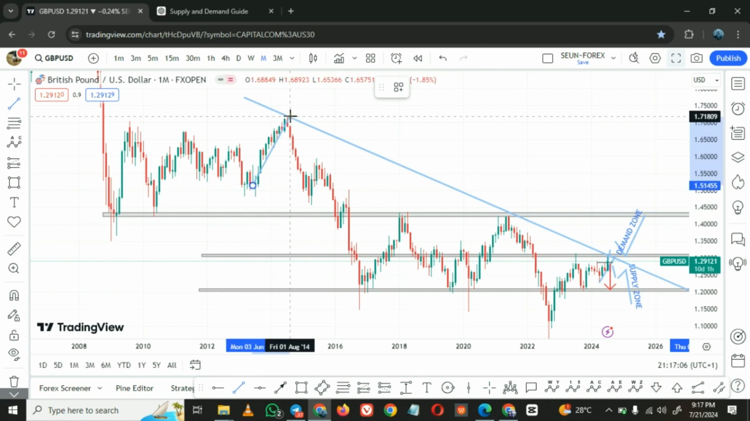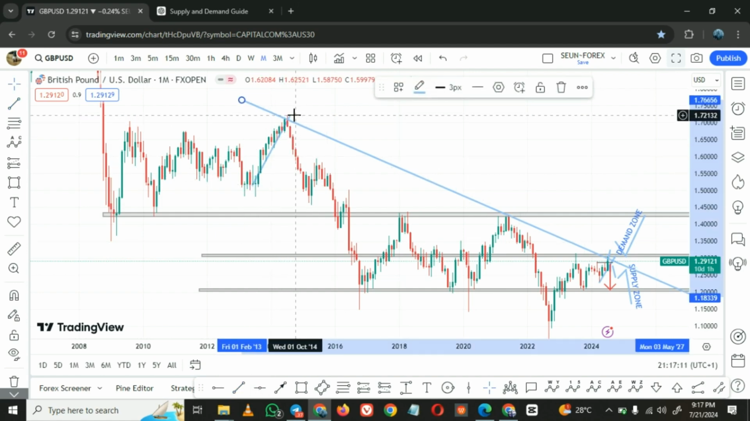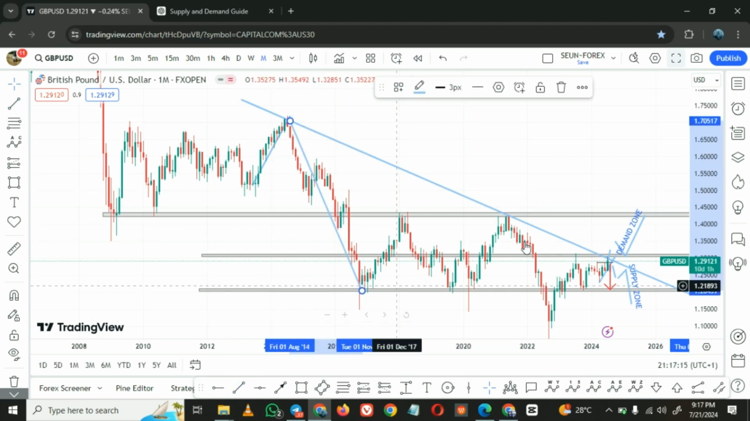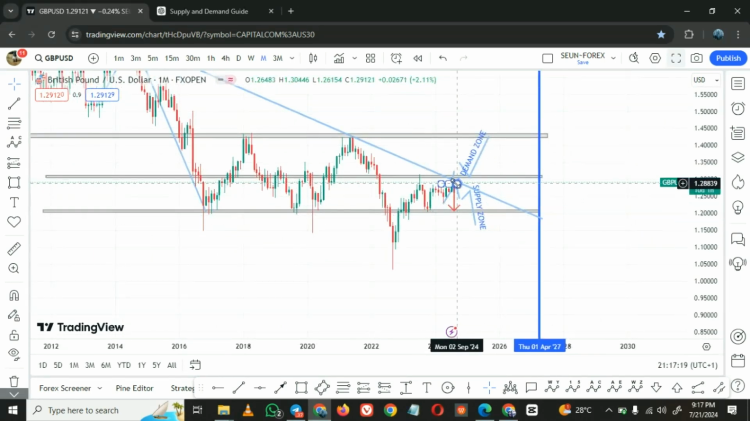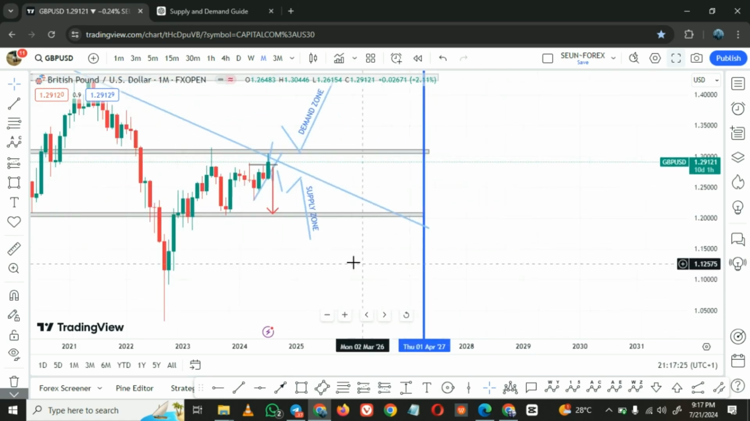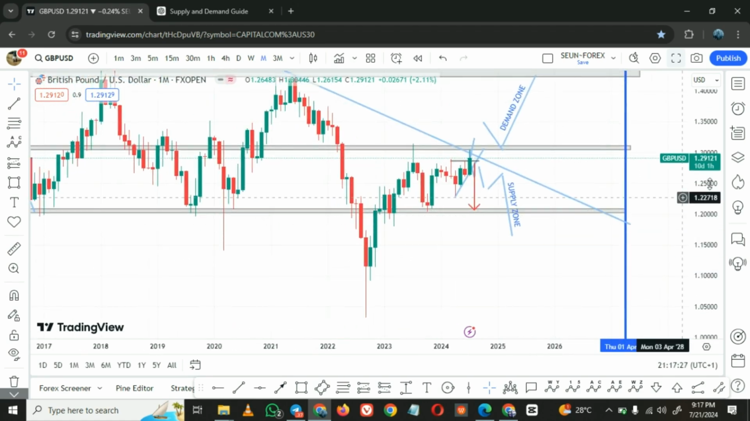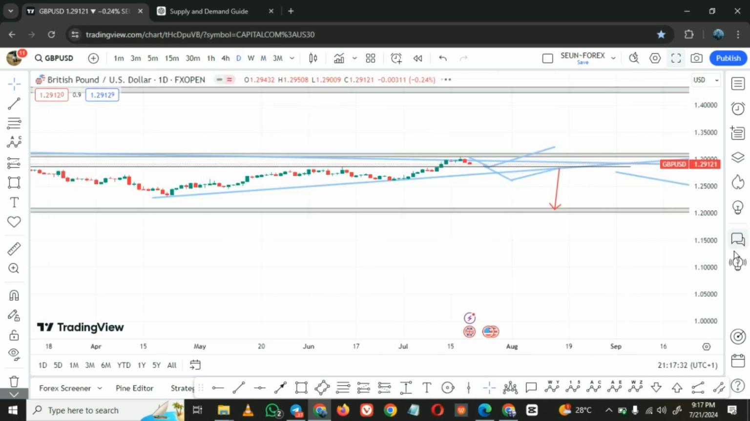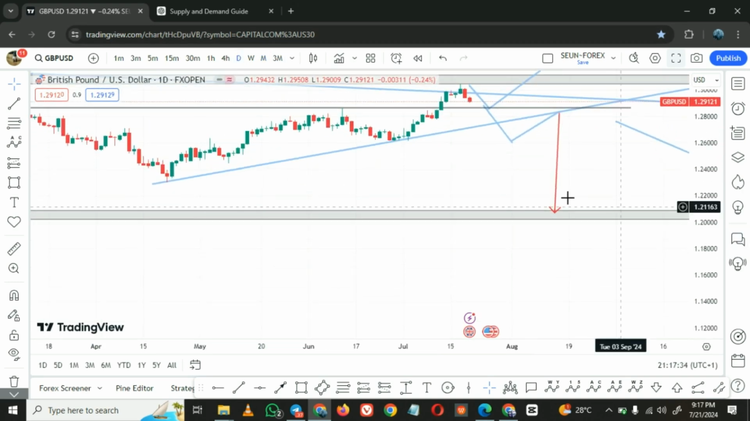When the market touches here, it bounces back. The sellers enter again. It touches here, it bounces back. Now we are at the third touch of the trend line, and according to the law of the trend line, the third touch of the trend line always does the magic.